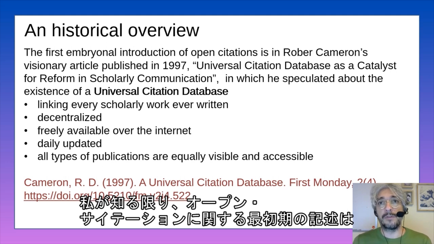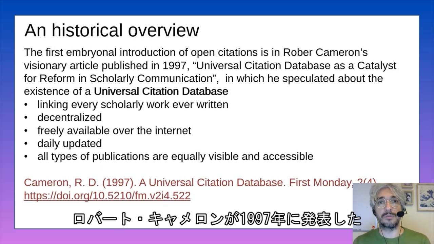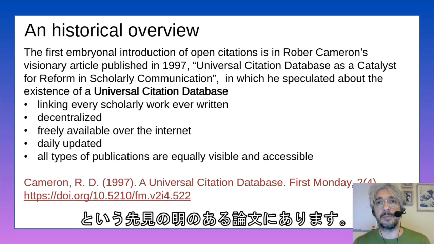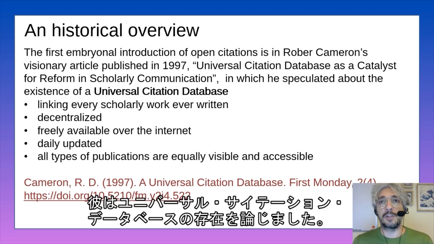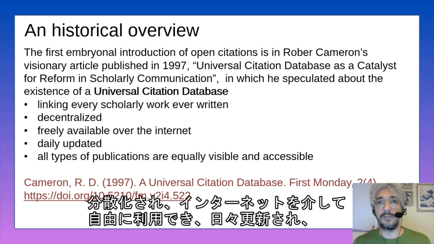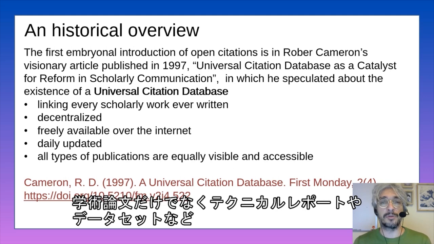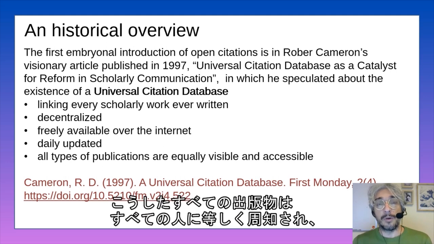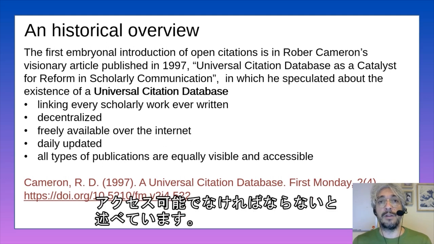As far as I know, the first embryonal description of open citation is in Robert Cameron's visionary article published in 1997 and entitled Universal Citation Database as a Catalyst for Reform in Scholarly Communication. In this article, he speculated about the existence of a universal citation database which would have linked every scholarly work ever written, which should be decentralized, freely available over the internet, and daily updated, providing all types of publication information about all types of publication, not only journal articles, but also technical reports, data sets, and other publication types. And all these publications should be equally visible and accessible to all.